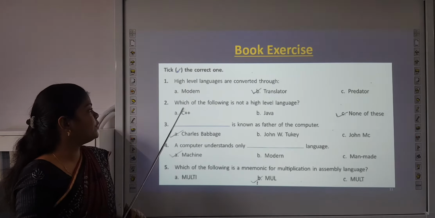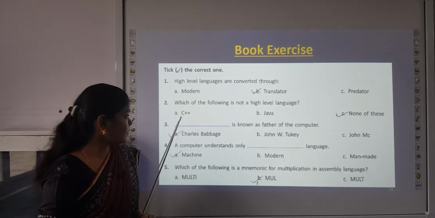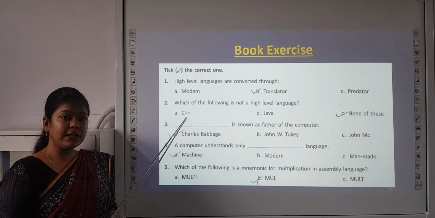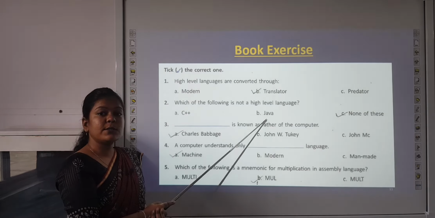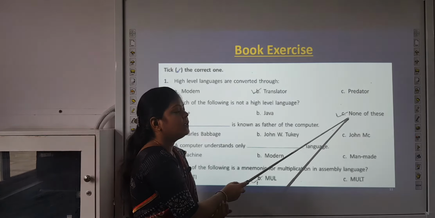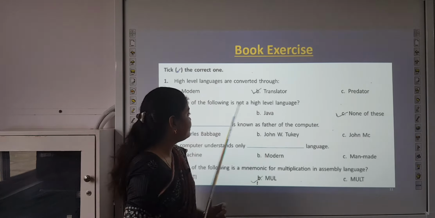Next we have, which of the following is not a high level language. The options are C++, C++ is a high level language. Next we have Java, Java is also a high level language, and the last option is none of these. So, our correct option is none of these, put the tick on none of these.